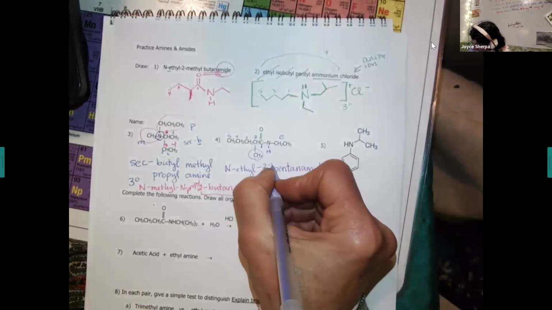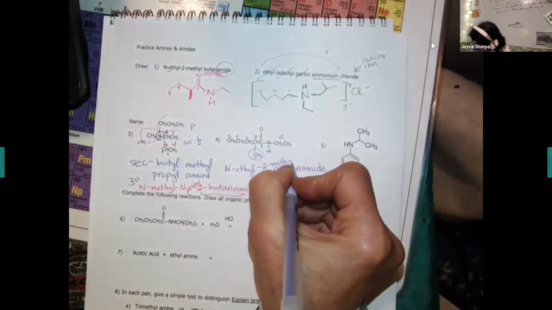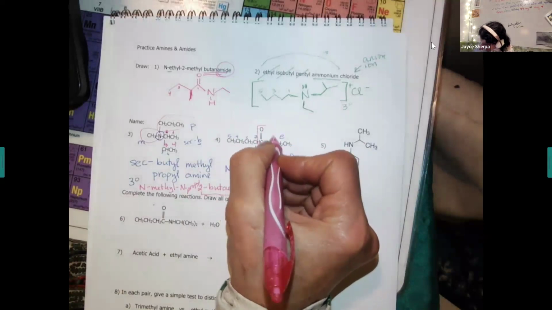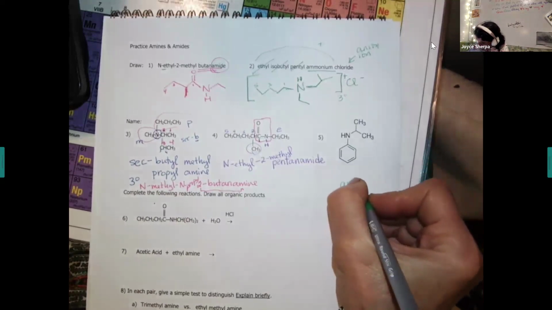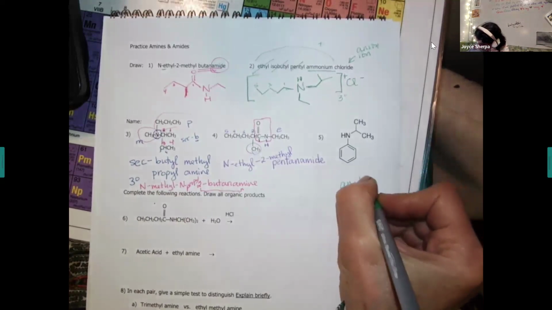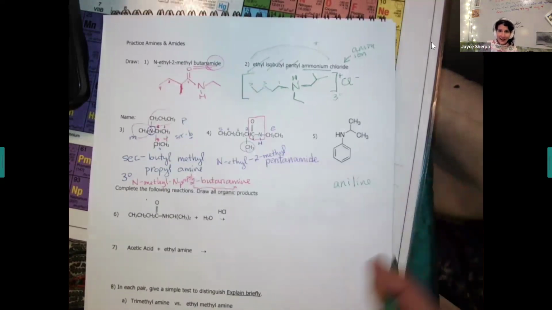So 2-methyl pentanamide. Pretty funky, but once you see it, it's like, oh, okay. And again, this here makes it the amide group, but that carbon gets to be carbon number 1. And then this last one, this is aniline. Aniline. I guess sweet aniline.